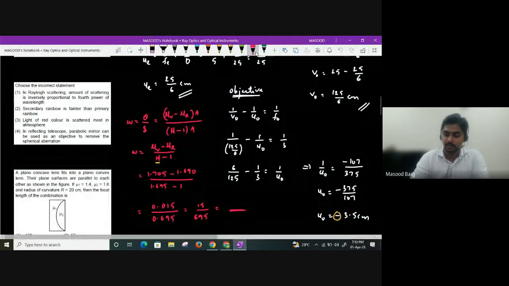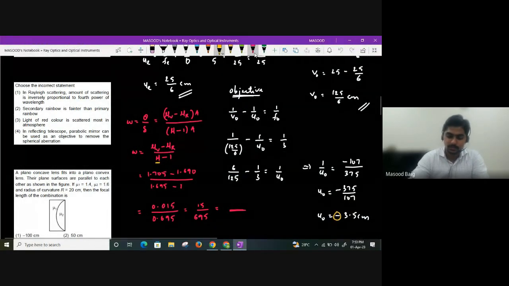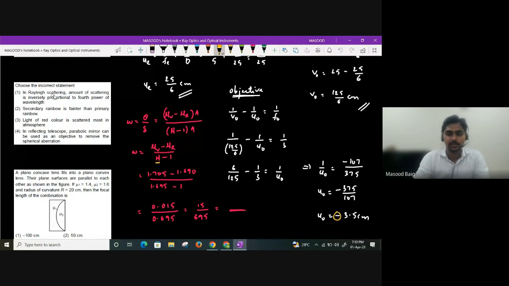Next question, let us discuss. Choose the incorrect statement, they are asking, guys. In Rayleigh scattering, the amount of scattering is inversely proportional to the fourth power of wavelength. Yes, the amount of scattering will be inversely proportional to the fourth power of wavelength. This is a correct statement. Secondary rainbow is fainter than primary rainbow. It is also a correct statement, guys.